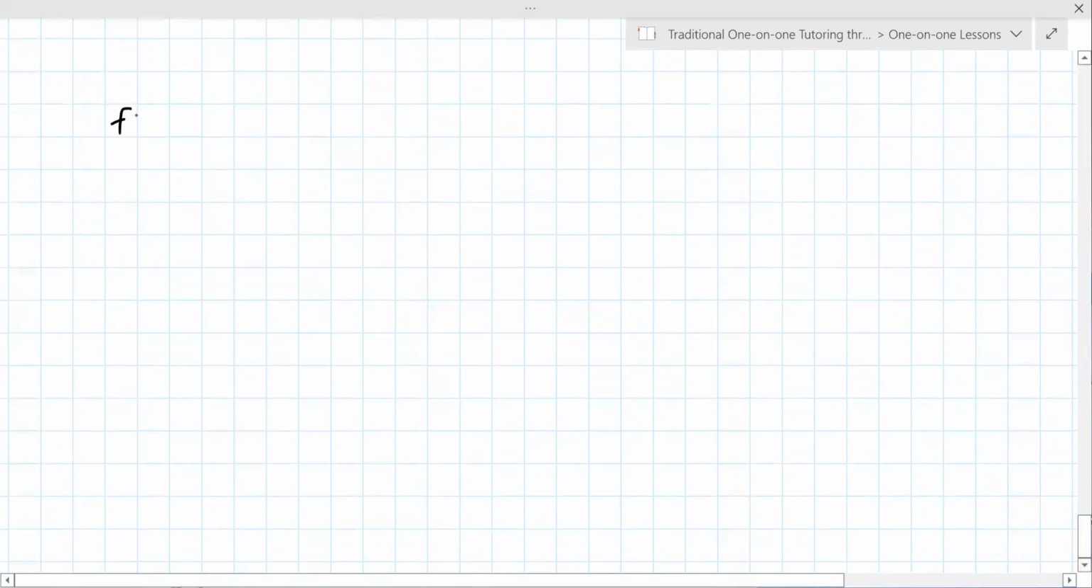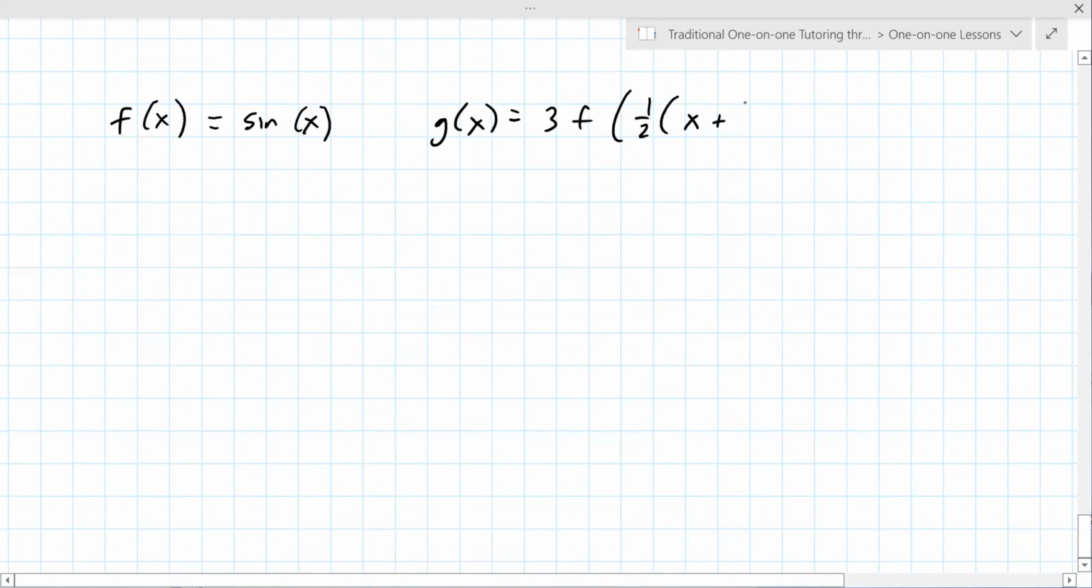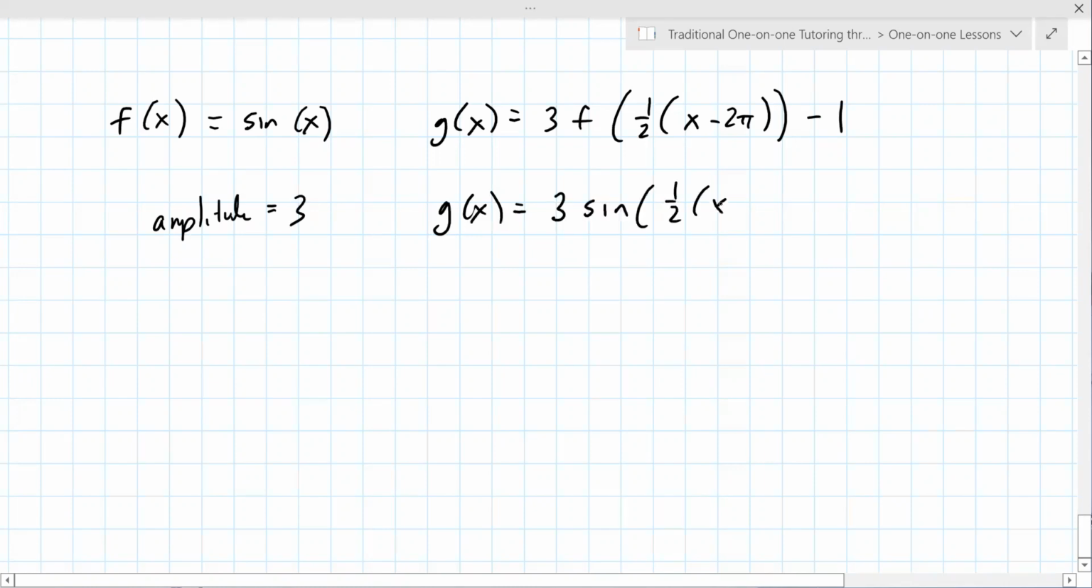All right, so let's say f of x equals sine x and g of x equals 3f of 1/2 x minus 2 pi. We won't go crazy on this. Okay, so let's go down the list here, same order. What is the amplitude? 3. Actually, before we do that, you really should write it in terms of sine. You should say, okay, 3 sine of 1/2 (x minus 2 pi) minus 1.